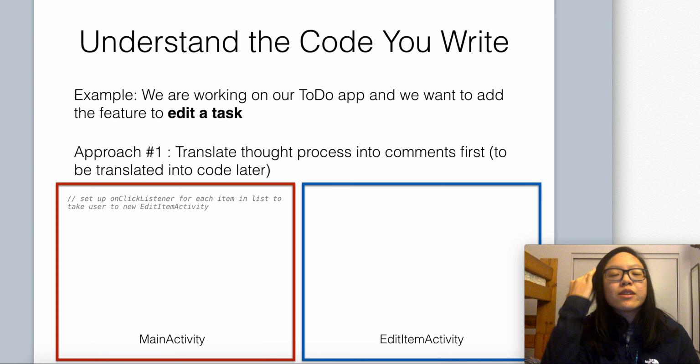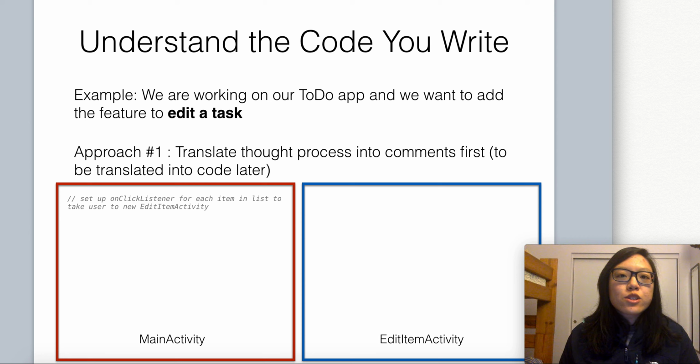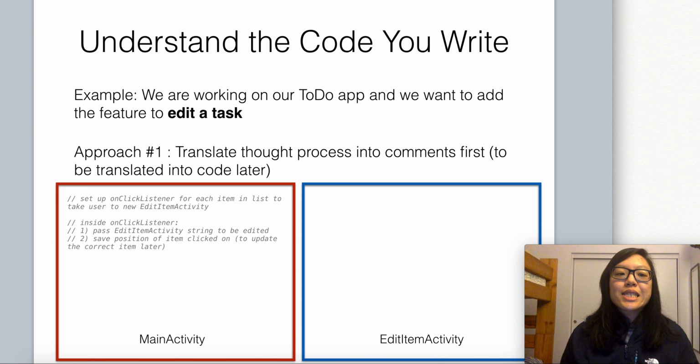So in the main activity, the first thing we needed to do was to set an on-click listener for each item, right? So that's my first comment. I need to set an on-click listener for each item in the list. And inside this on-click listener, I'm going to need to do two things. I need to pass edit item activity the string that needs to be edited, and I also need to save the position of the item that the user clicked on. This is so that we can update the right item later.